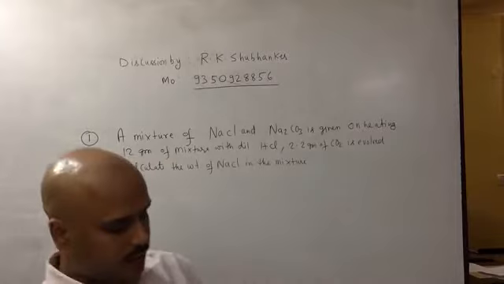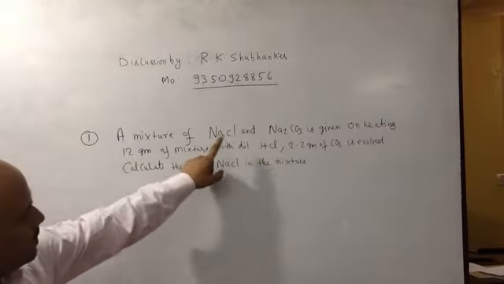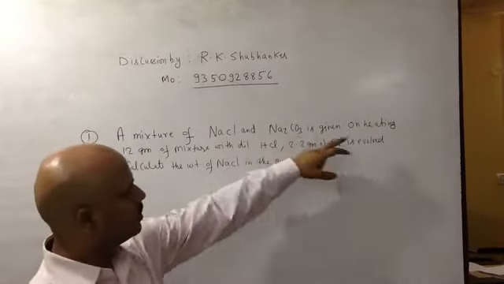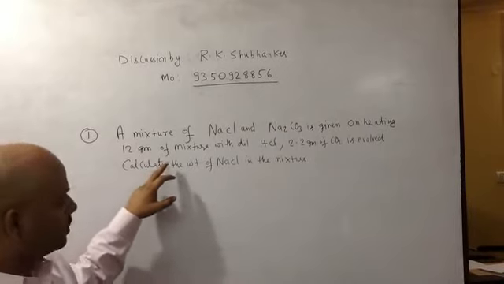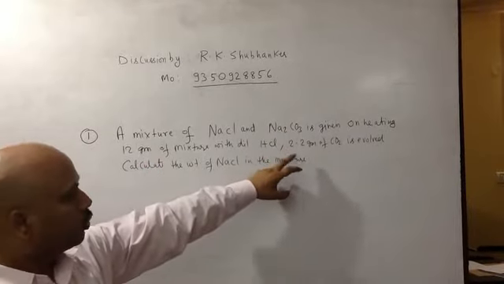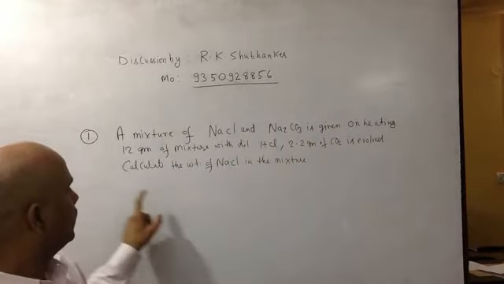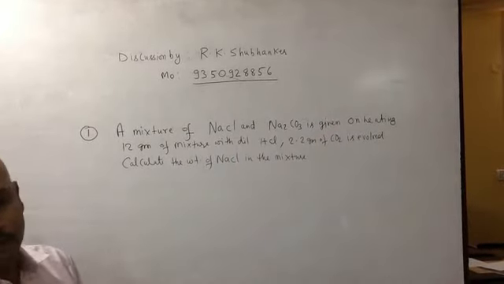The first question is: a mixture of NaCl and Na2CO3 is given. On heating 12 gram of the mixture with dilute HCl, 2.2 gram of CO2 is evolved. Calculate the weight of NaCl in the mixture.